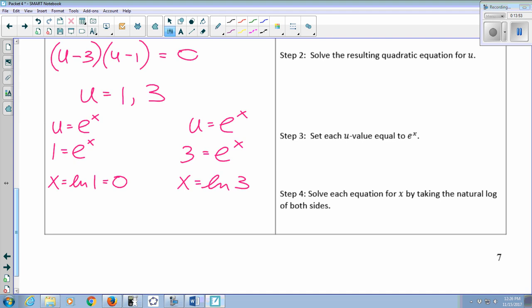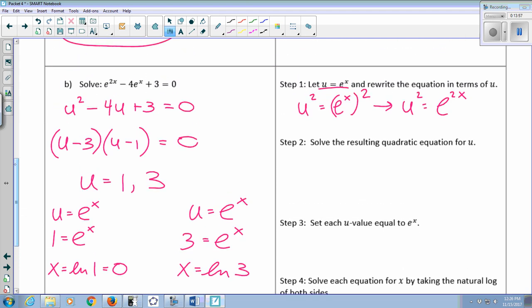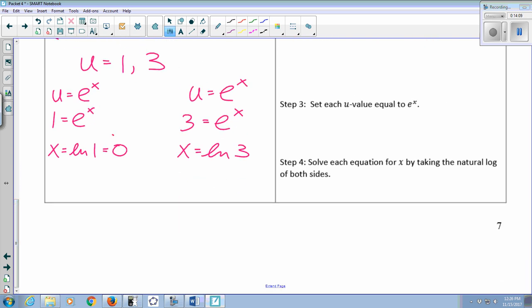And then you should go back and check both of them. So if x equals 0, e to the 0 is 1, minus 4 is negative 3 plus 3 is 0. So that works. And ln 3, I'll let you check that on your own. But it is actually a solution.